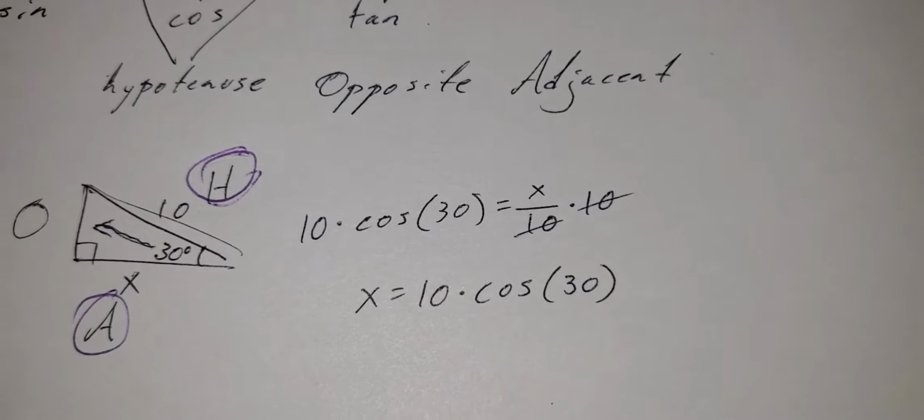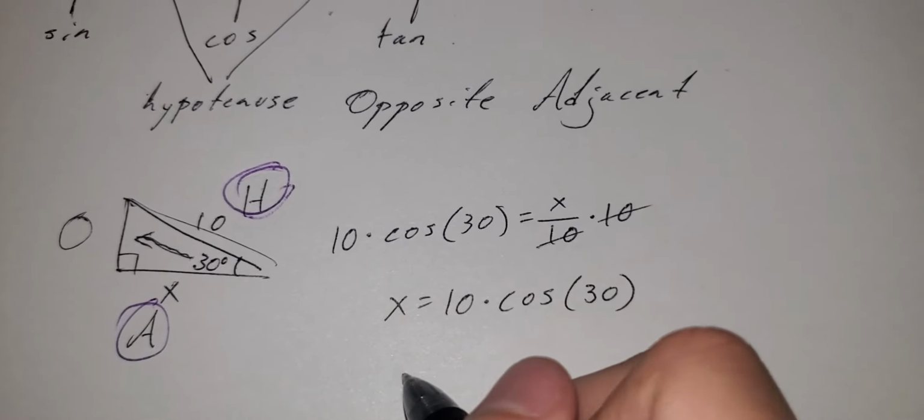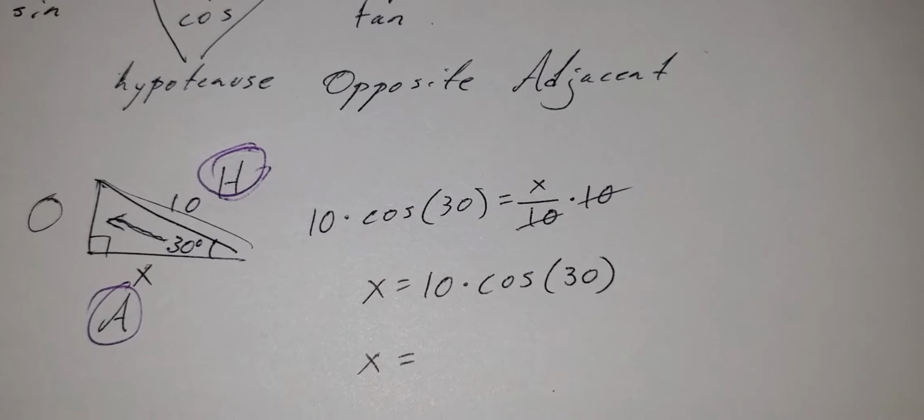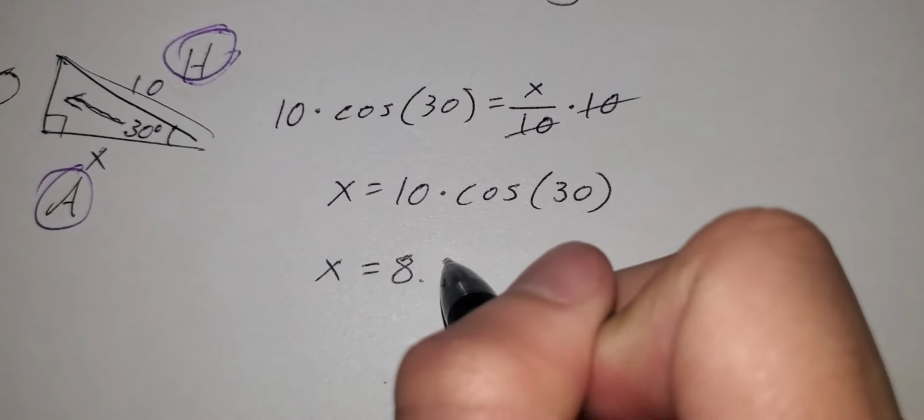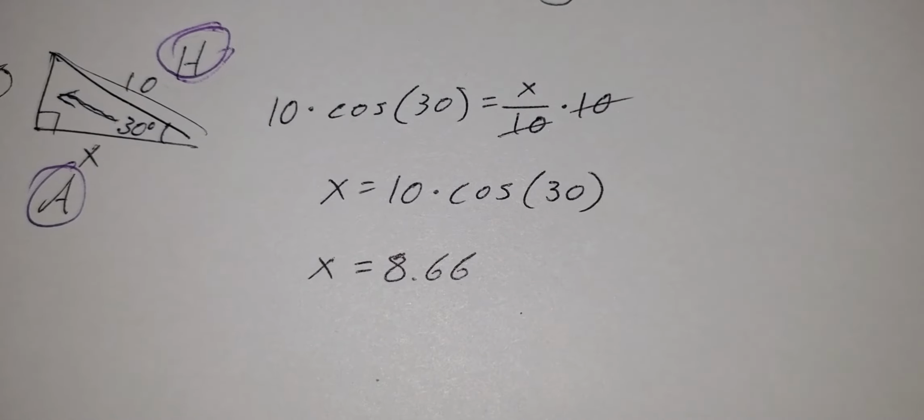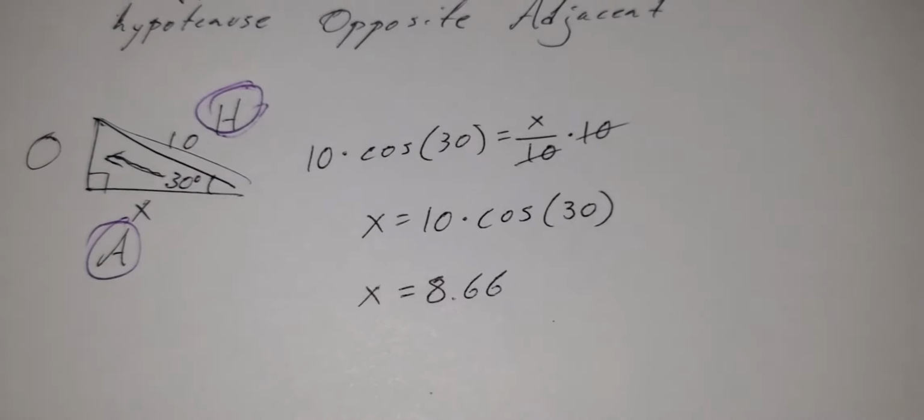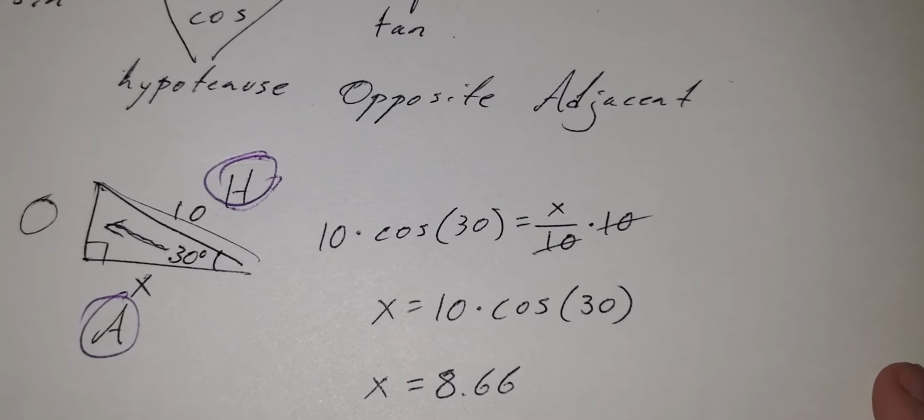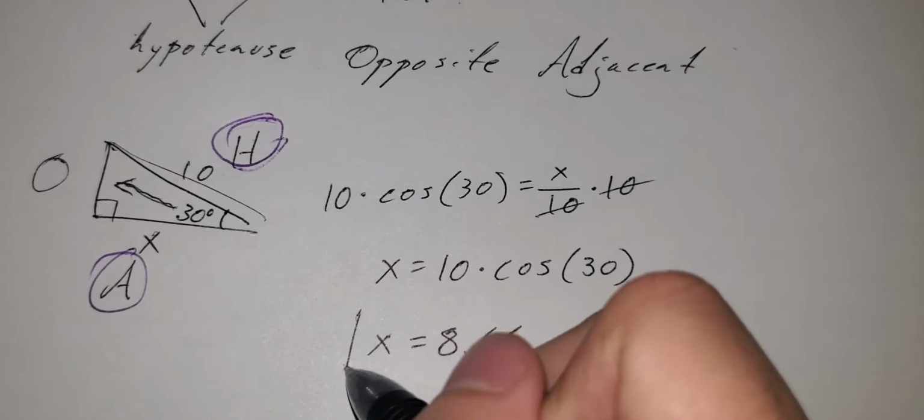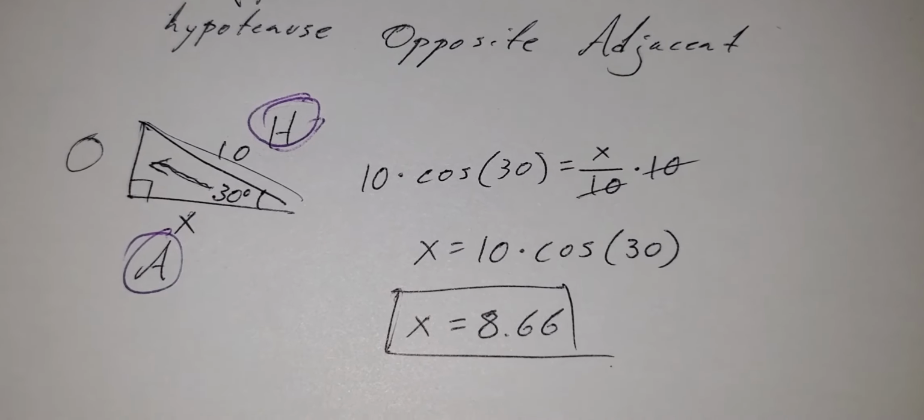You put that in the calculator and you get the answer X equals 8.66. Of course it has more numbers, but I'm just going to round to this. And that's it. You found the length of this side of the triangle, 8.66.